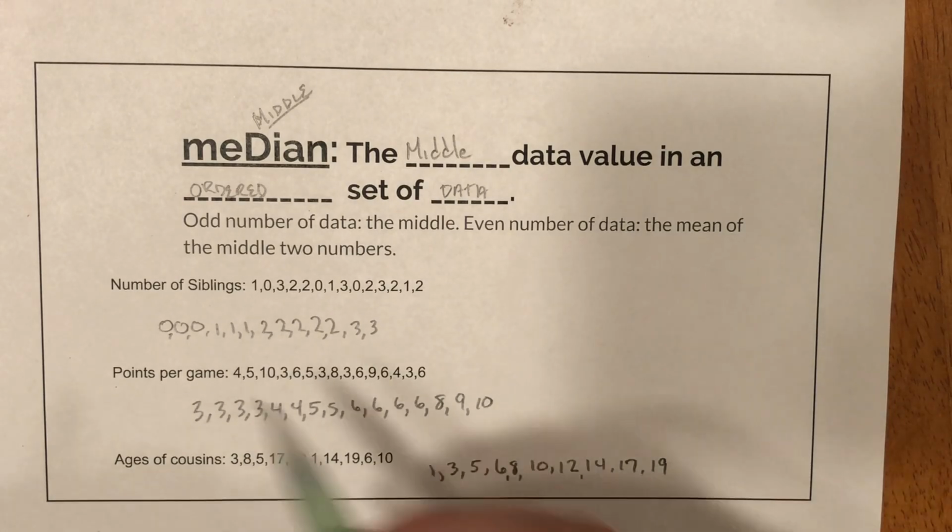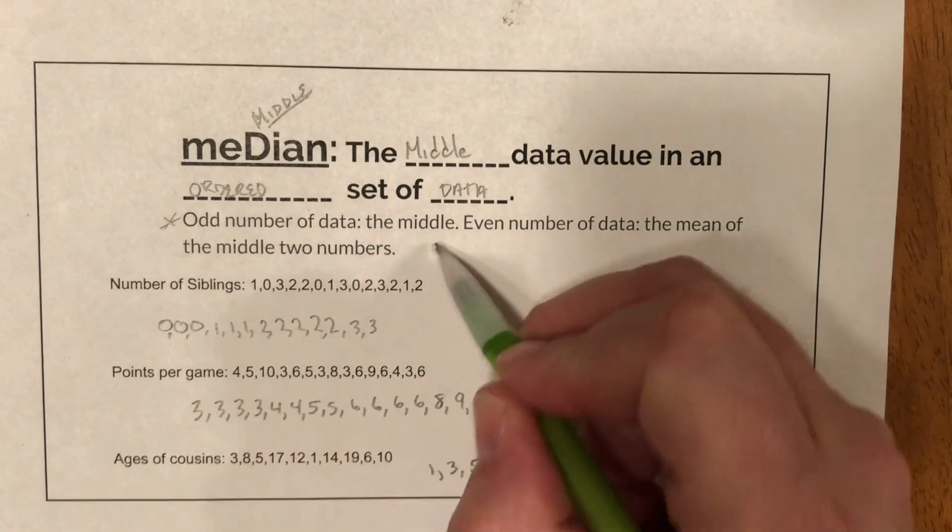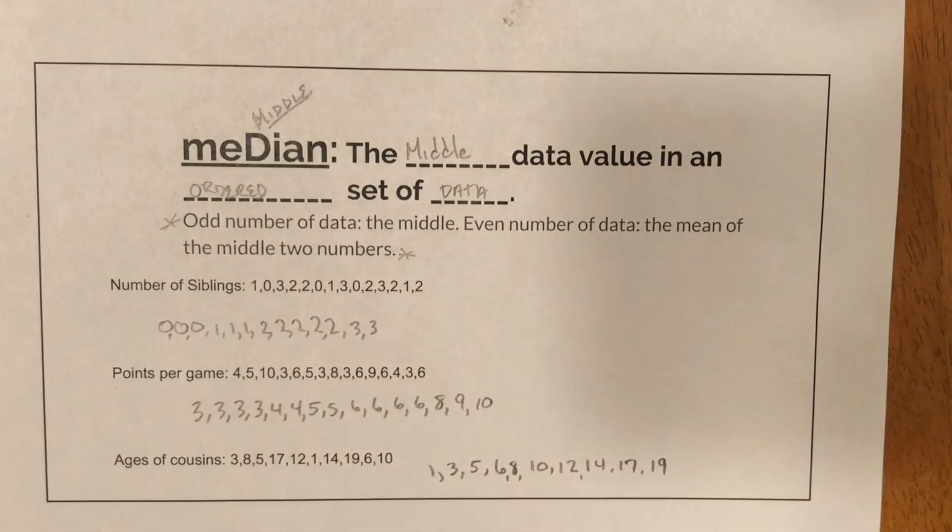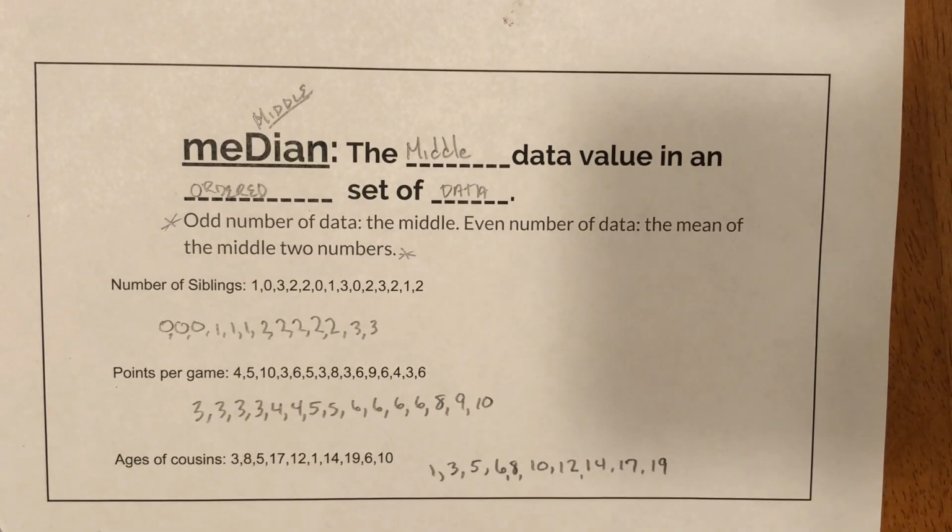And if you notice, there's a little caveat here which says if you're working with an odd number of data, it will be the middle number. As you'll see in a second, when working with an odd number of data, there's only one number in the middle. As you'll see with an even number of data, there are two numbers in the middle, so we take the mean of those two numbers.